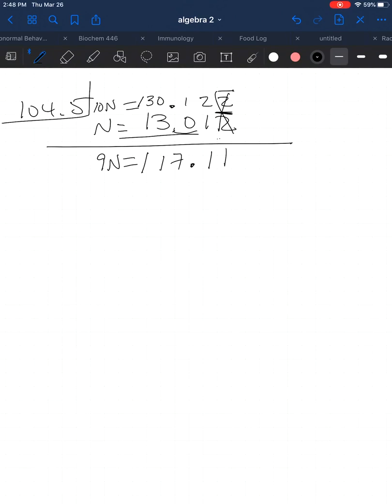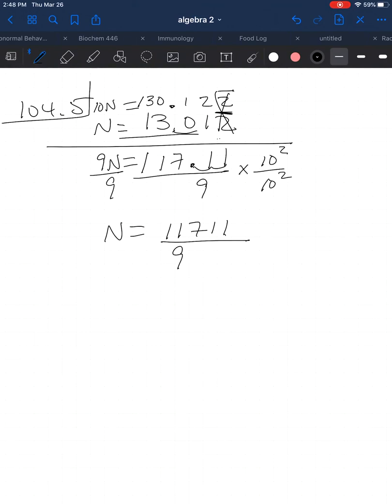And then divide both sides by 9. And we've got to get rid of the decimal. So that means we have to move it over 2 places. So we multiply by 10 to the second over 10 to the second. We get n equals 11711 over 9 with 2 zeros. And you never have to reduce these, you guys. Just leave them in that format. You do not have to reduce them.